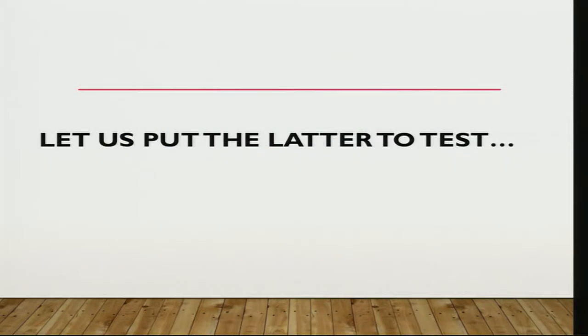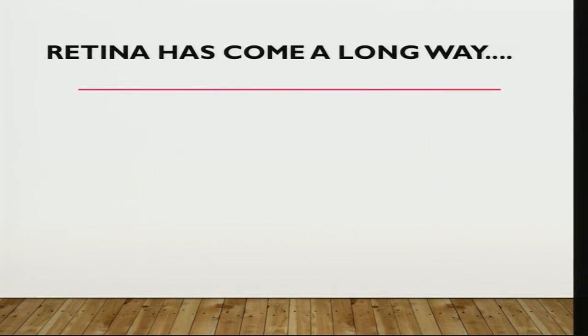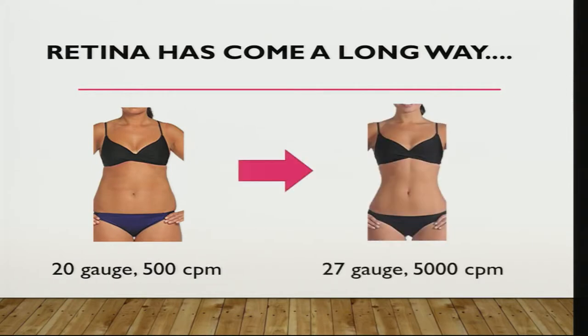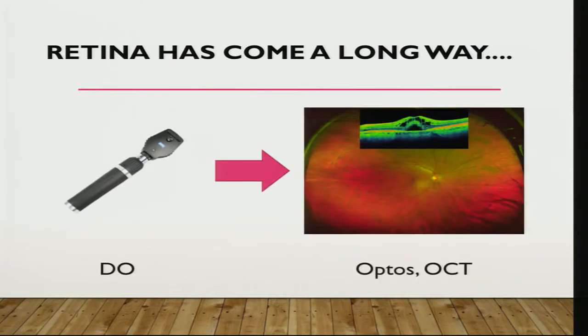So let us take the latter. Let us see if you are retina all the way, what happens. So retina has definitely come a long way. We had a lot of opening up the eye, 20 gauge suturing incisions, which has now become really slim, 27 gauge sutureless surgeries, which can be finished quite quickly with the 5,000 cuts per minute. Retina has come a long way from a direct ophthalmoscope to enhanced depth imaging of OCT and ora to ora imaging, as you see in the Optos.